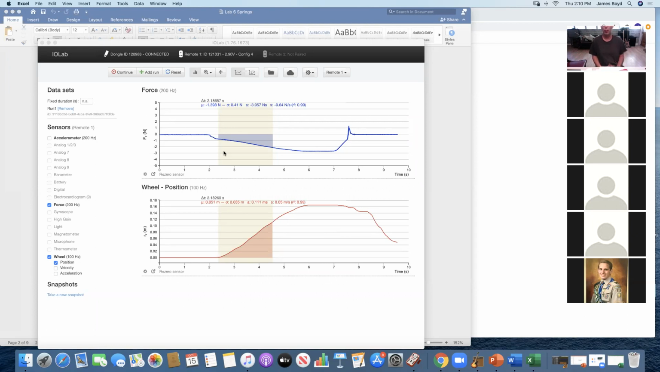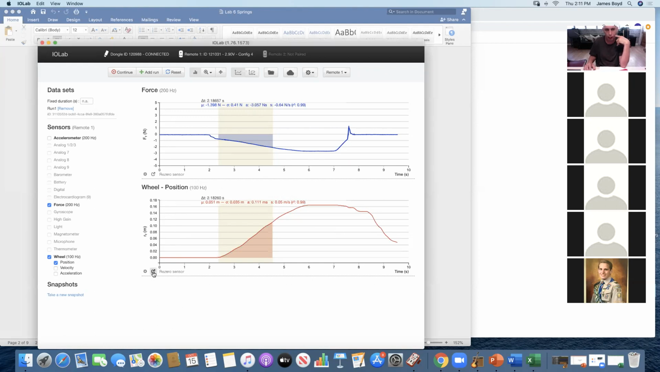The problem with this is, if you look, your force sensor says 200 hertz. That means that it's sampling at 200 data points a second. The position sensor is only doing 100. We have a mismatch in our data, and that's really what I want to show you.